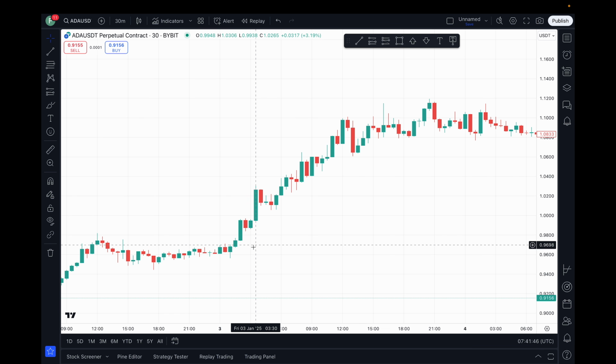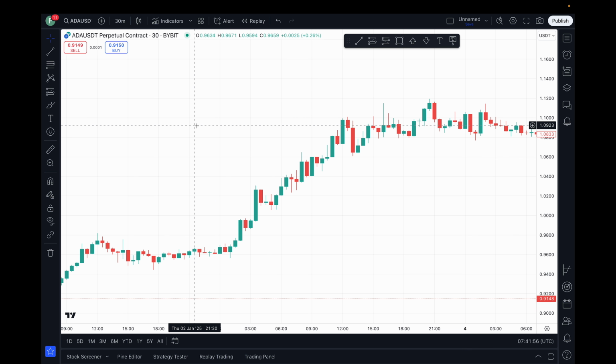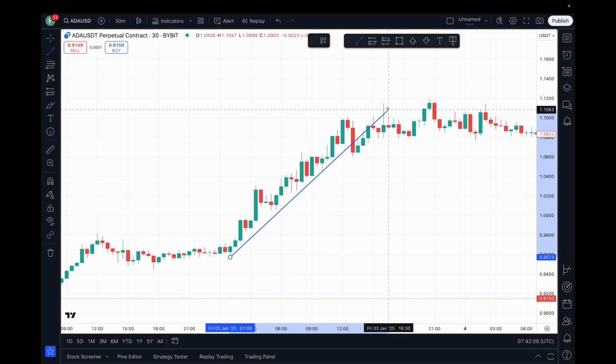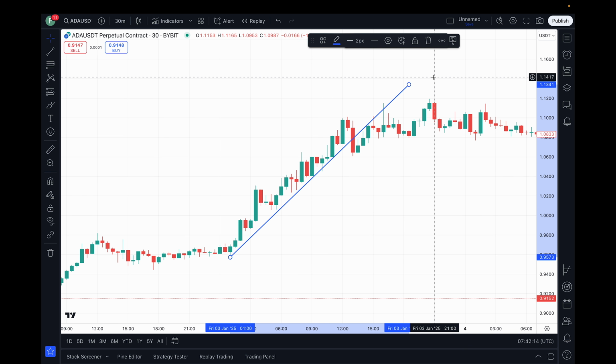Now, as you can see on the screen, from this point right here up to this point right here, you can see that the market kept on going up. Now, let me pick up my trend line to draw it, and then I'll explain to you. So to pick your trend line on TradingView, you come to the left side of the screen, and you can see where my cursor is, this trend line. Just select it right there. That's your trend line. So I'll just draw it right here. So this is my trend line right here. So this is my uptrend line.